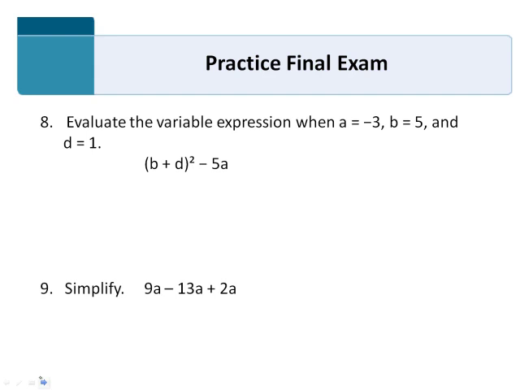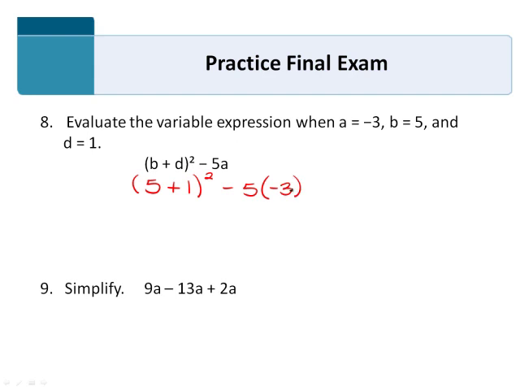All right, number 8. Evaluate the variable expression when a equals negative 3, b equals 5, and d equals 1. So remember, this is where we plug it in and work it out. So let's see, we want to write b, which is 5, plus d, which is 1, squared, minus 5 times negative 3, because that's what a is.